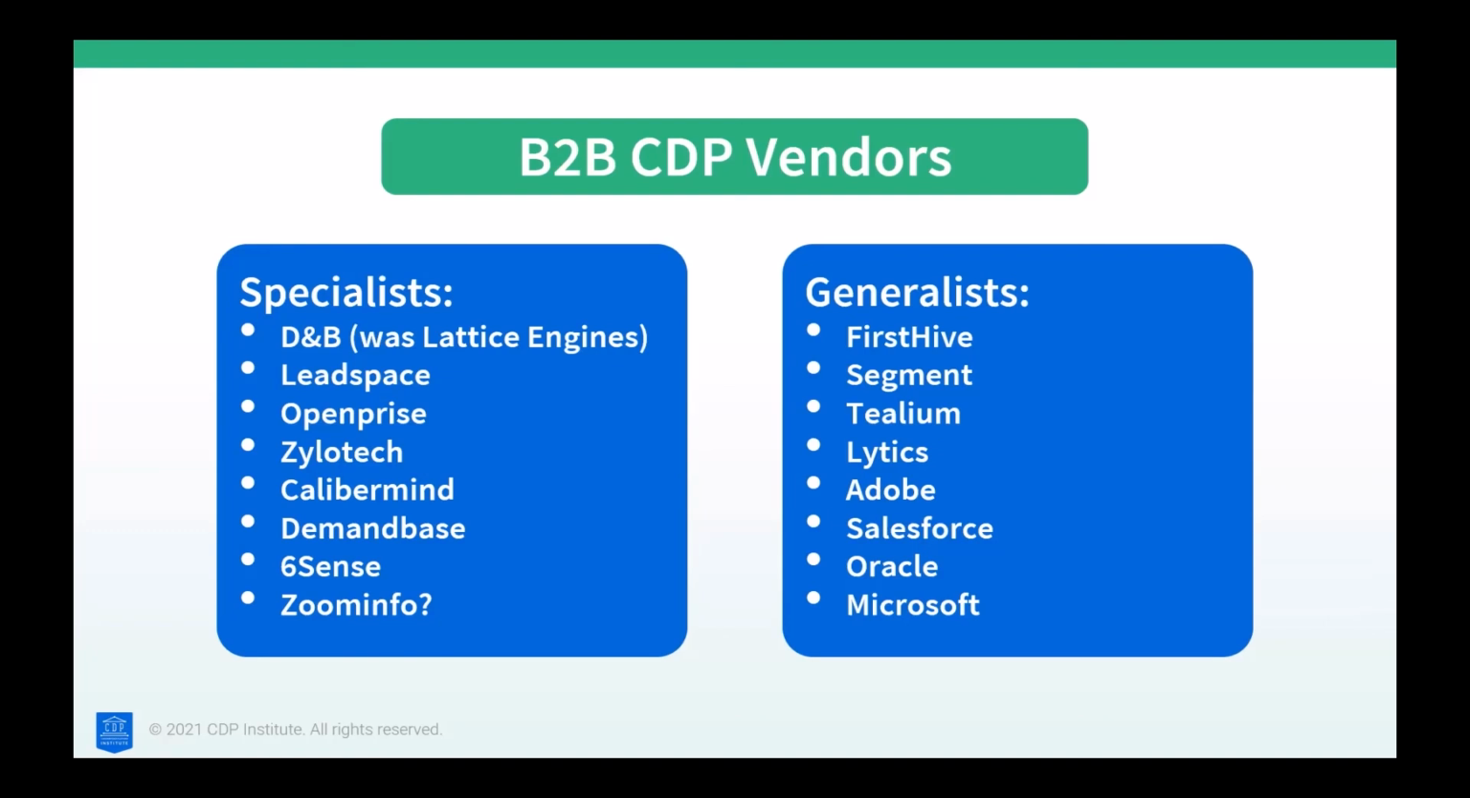And then there are the general purpose CDPs. And I've listed ones here that specifically have a substantial base of B2B users: Firsthive, Segment, Analytics, and then of course all the Adobes and Salesforces and Oracles and Microsofts. Those are the guys who probably, even though they're not specialists, have a lot of B2B clients and they've done the work that you need to do most likely to meet your needs. Again, it always comes back to your needs.